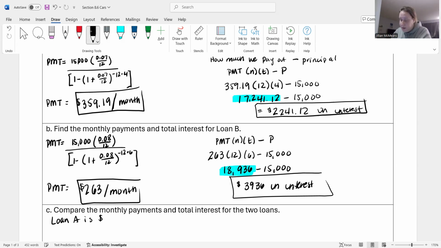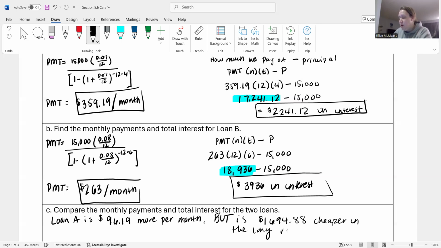So I would say loan A, if you do the math, ends up being $96.19 more per month, but is $1,694.88 cheaper in the long run. So this really comes down to personal situations. If you can come up with that extra $96.19 a month, you're going to save a lot in the long run. You're going to save almost $1,700 in the long run by choosing loan A.